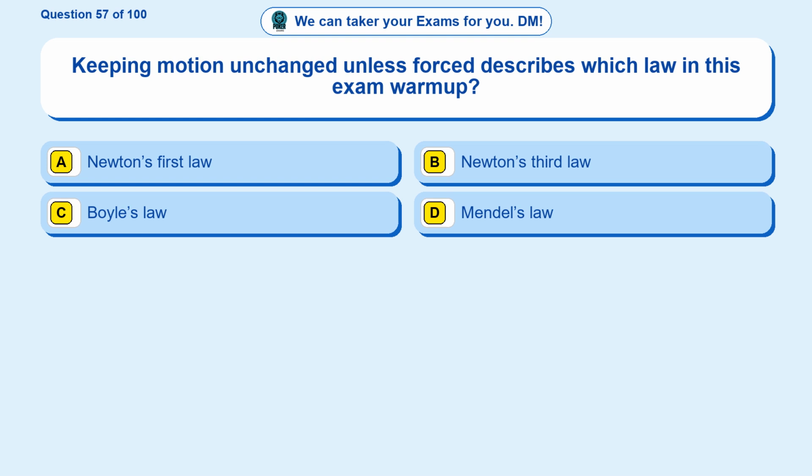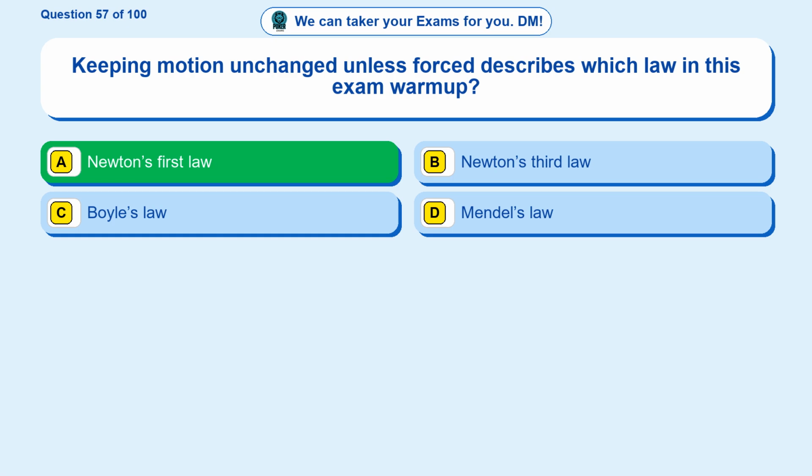Question 57. Keeping motion unchanged unless force describes which law in this exam warm-up? Option A, Newton's first law. Option B, Newton's third law. Option C, Boyle's law. Option D, Mendel's law. The correct answer is option A.